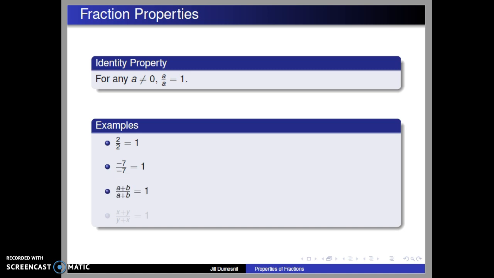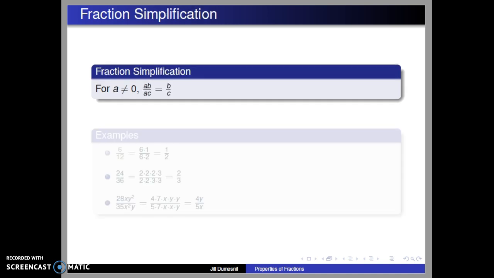So a plus b over a plus b equals 1. Similarly, x plus y over y plus x equals 1, since x plus y equals y plus x by the commutativity of addition.